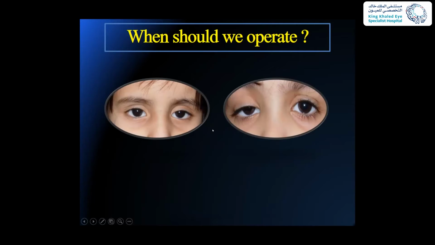Then, when should we operate? If the patient has mild ptosis, like this one, or even moderate ptosis, partially covering the pupil, the decision of surgery depends upon the psychological condition of the patient and family. Always remember, when you do it under local anesthesia, the satisfaction or success rate is higher because you can adjust it while the patient is sitting, unlike if the patient is receiving general anesthesia with muscle relaxation. So you are depending on the measurement preoperatively and on the position of the eyelid intraoperatively.